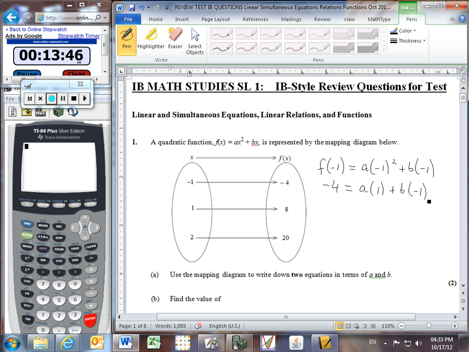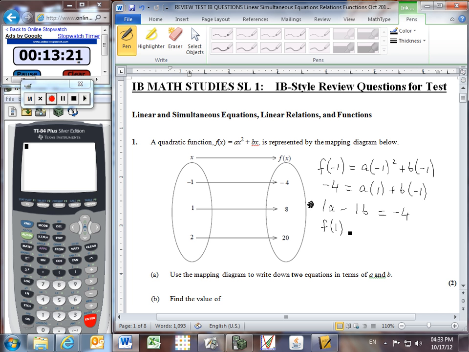And if I rearrange this equation, then I can put the negative 4 on the right-hand side, and I can put this stuff all on the left-hand side. I've got 1a, and I've got negative 1b. Alright, that's my first equation. Let's now figure out a second equation by using the x value of 1. And so I'll just indicate this. This is my first equation right here.